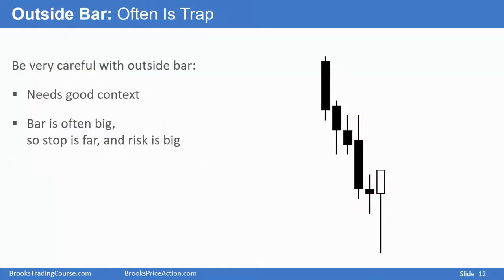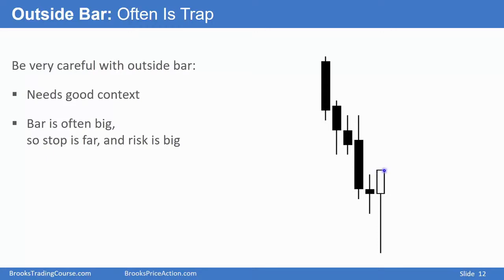Outside bars, you gotta be really careful with outside bars. They are often traps. You need good context if you're going to be trading them. Because think about it. Let's say you look at this bear trend and we get a reversal up. And you say, wow, that's a great looking bull reversal bar. It is. But it's following 5 consecutive bear bars with no pullbacks. So this is the first pullback after 5 consecutive bear bars.